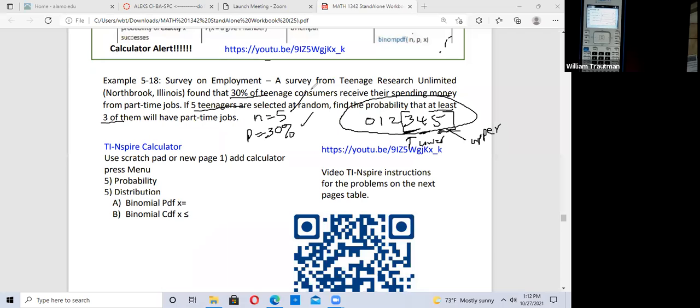The thing is, as soon as I go away from that, everything gets erased. So I went to binomial CDF, menu 5, 5, B, 5 trials, 30%. Lower was 3, the upper was 5. And now if I hit OK and hit enter, it gives me the probability.